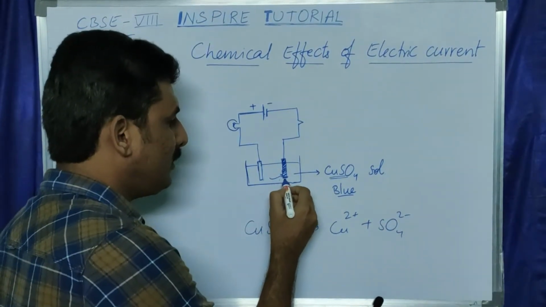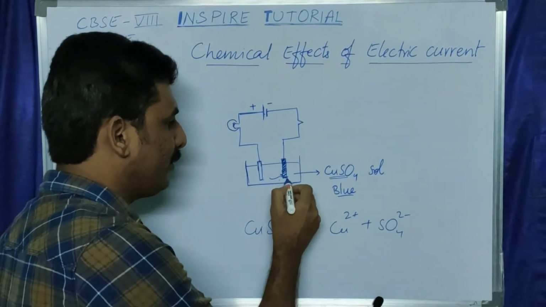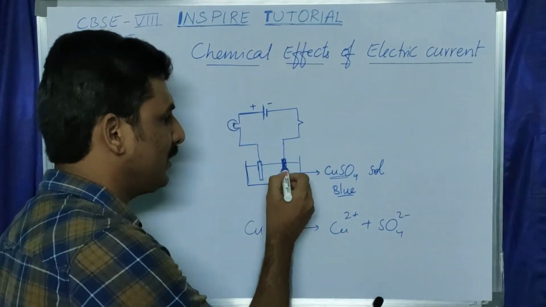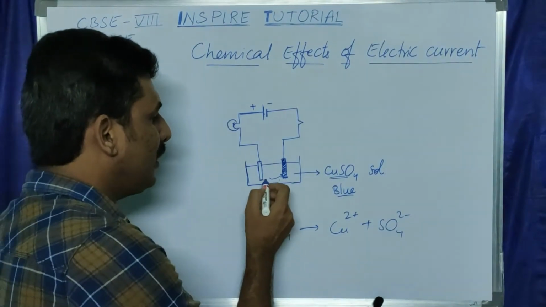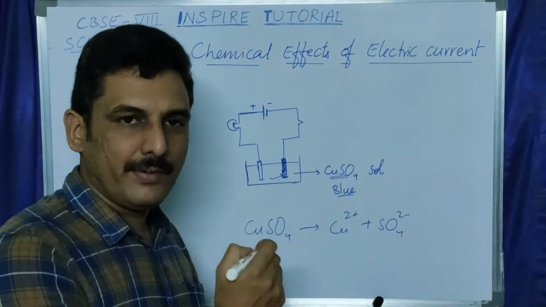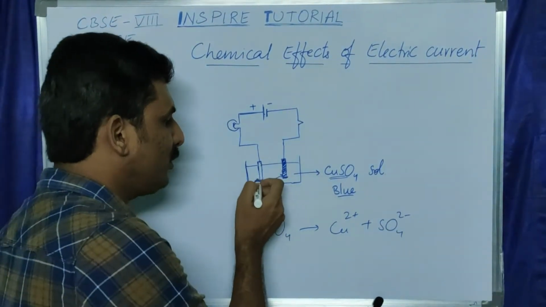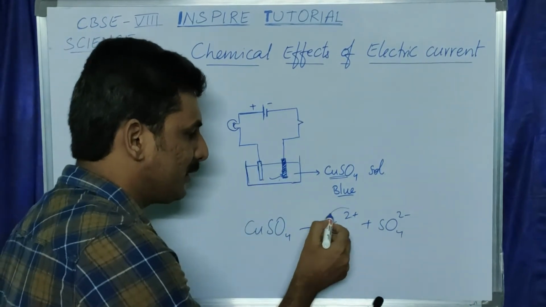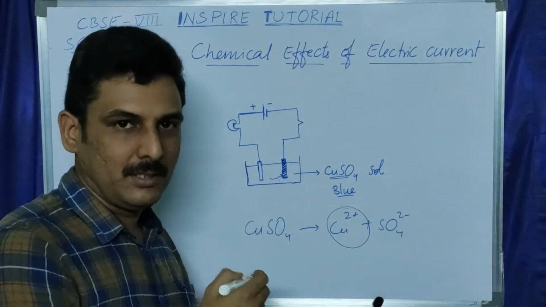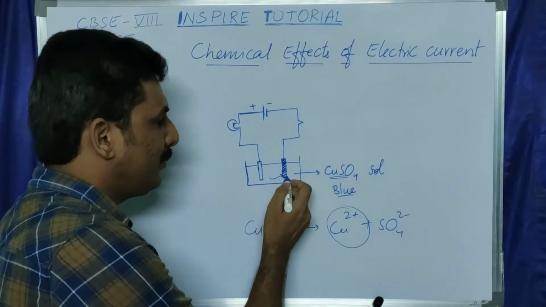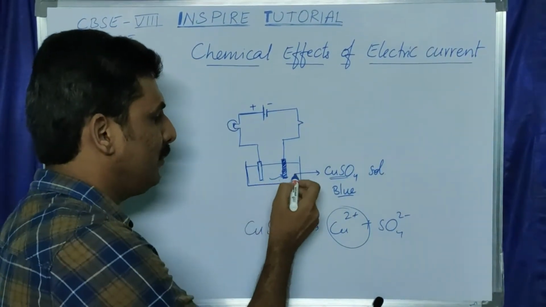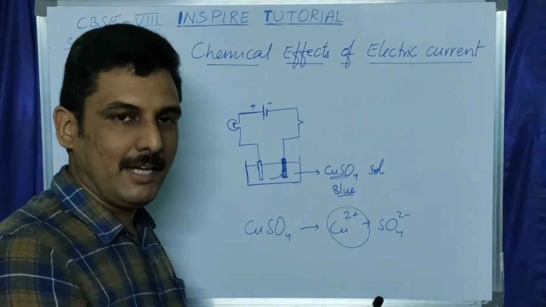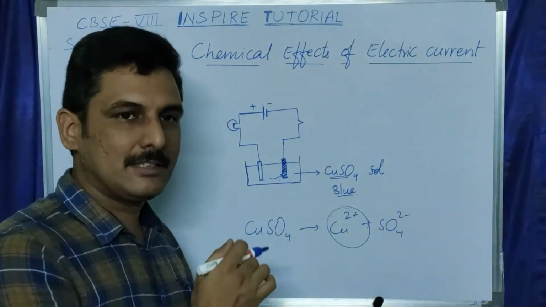Since the copper ions are going to the negative electrode and the copper is deposited on the negative electrode, what happens? The blue color of the solution fades, because the blue color of the solution is due to the presence of these copper ions. As the copper ions are depositing on the electrode, there are no more ions present in the solution, hence the solution will lose its color.